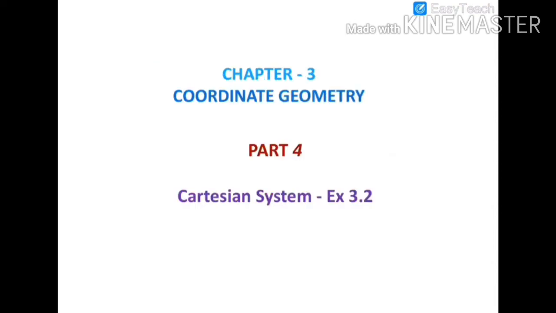We are studying chapter 3, Coordinate Geometry. In the previous video class, we learnt about the Cartesian plane and how to find the position of a point on this plane by using some simple rules. The system of finding the position of a point on a plane is called the Cartesian system. In today's video lesson, we will expand our knowledge of the Cartesian system a bit more and apply it in solving questions of exercise 3.2.